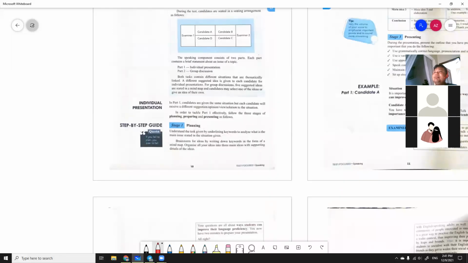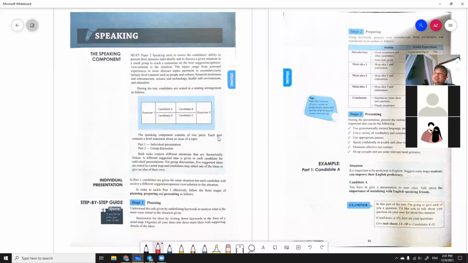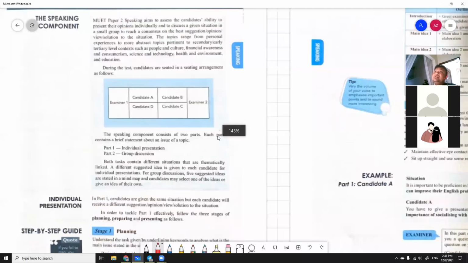Now, this is the note that I am going to share with you later on. As for now, I would want to explain to you. I will zoom this in. This is the note from the speaking component. For your information, this note is taken from this book, the one that I've asked you to purchase.